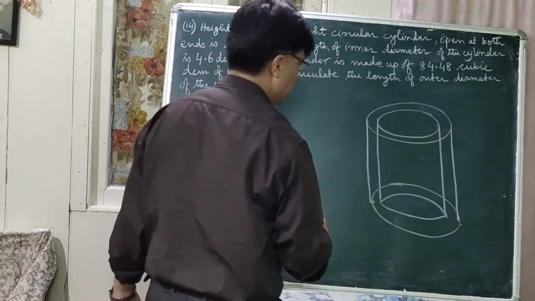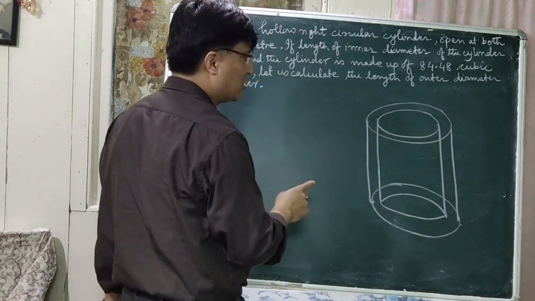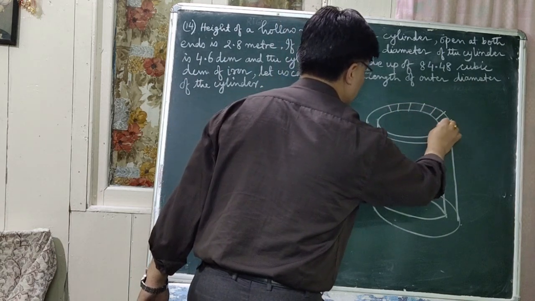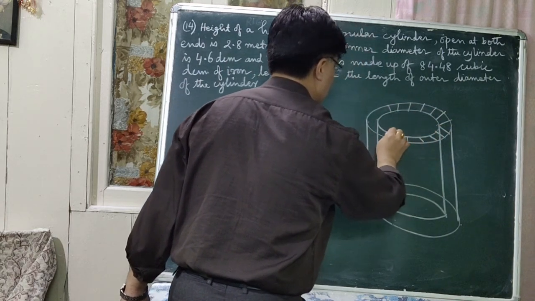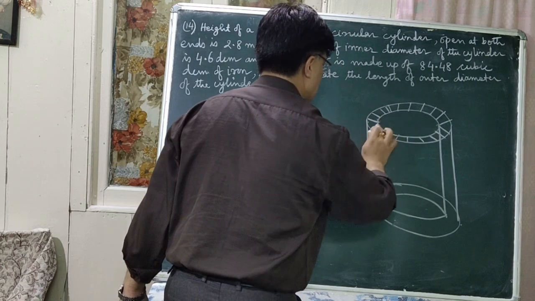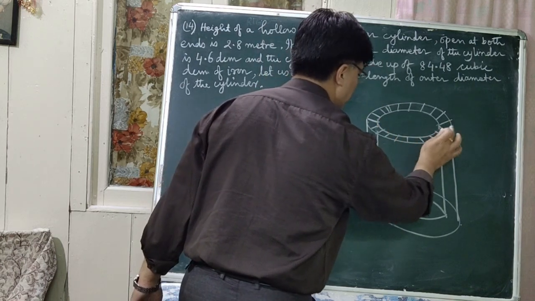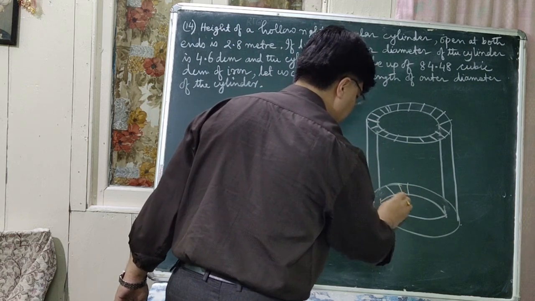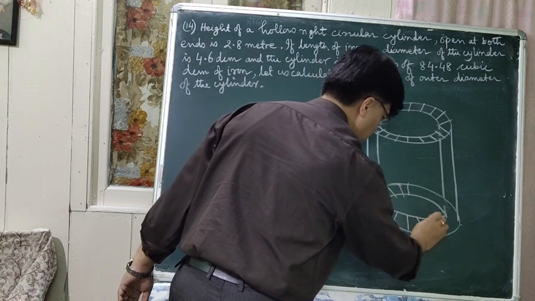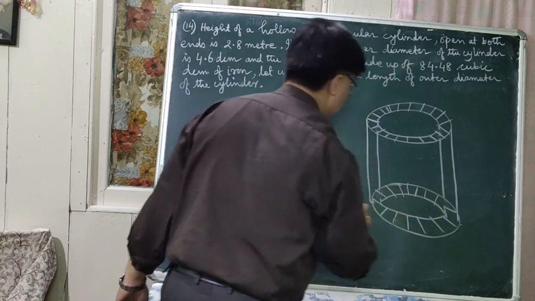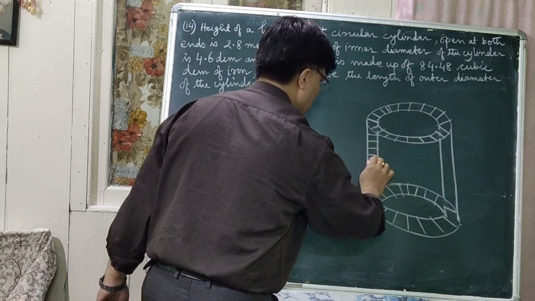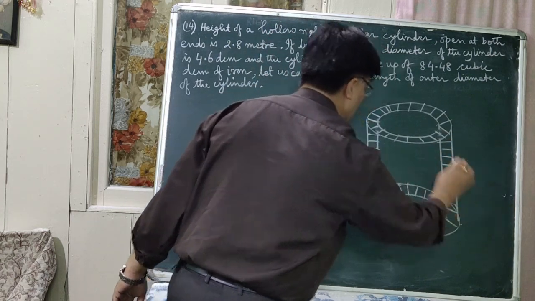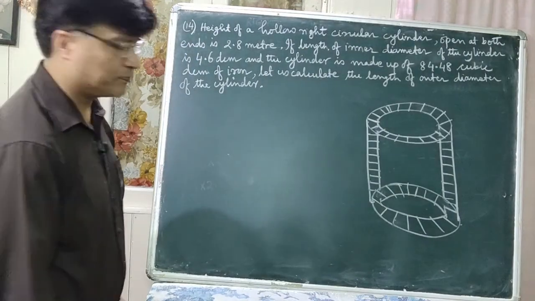So this is the hollow right circular cylinder, okay. This is the hollow right circular cylinder.